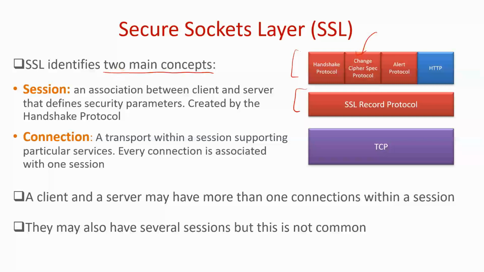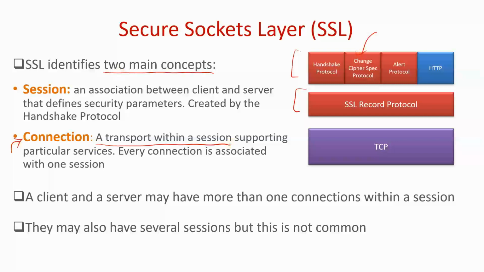Once a security association is available, that means the client and the server can start exchanging secure messages between them. How do they exchange secure messages? Through what is called a connection. And the connection is a transport within the session. It is not the TCP connection. A connection is actually a concept in the SSL layer.